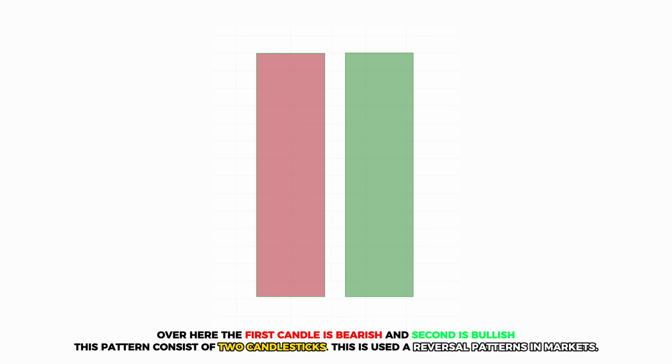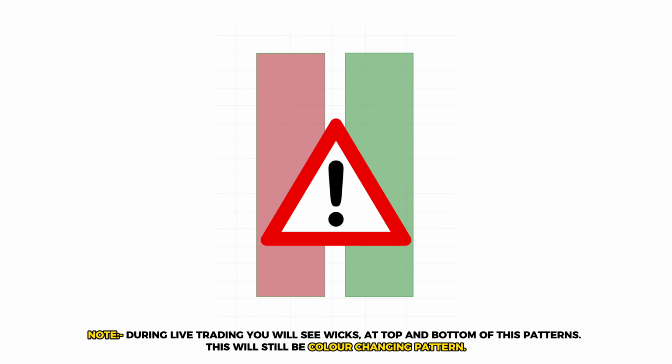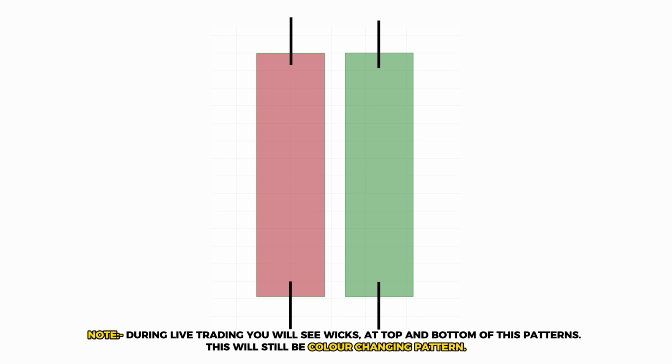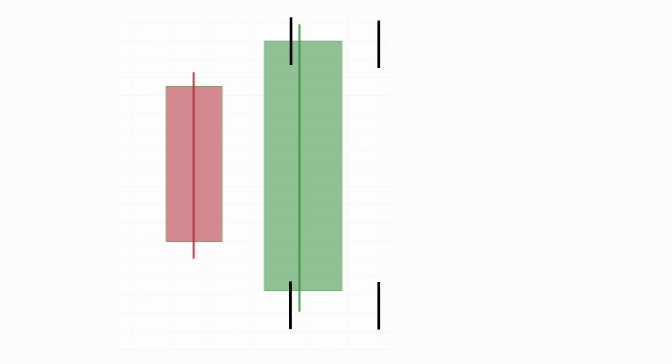This pattern consists of two candlesticks. This is used as a reversal pattern in markets. Note, during live trading you will see wicks at the top and bottom of these patterns. This will still be a color changing pattern.